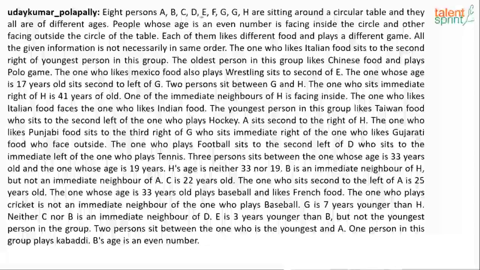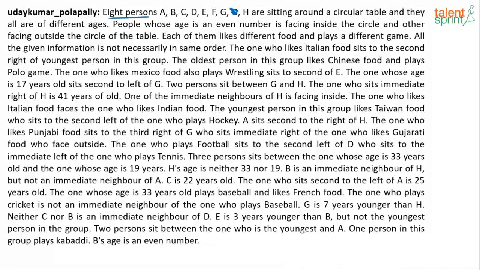8 persons, A, B, C, D, E, F, G, H, are sitting around a circular table and they are all of different ages. People whose age is an even number are facing inside the circle and others facing outside the circle of the table. Each of them likes different food and plays a different game. All the given information is not necessarily in the same order. So look at the attributes.